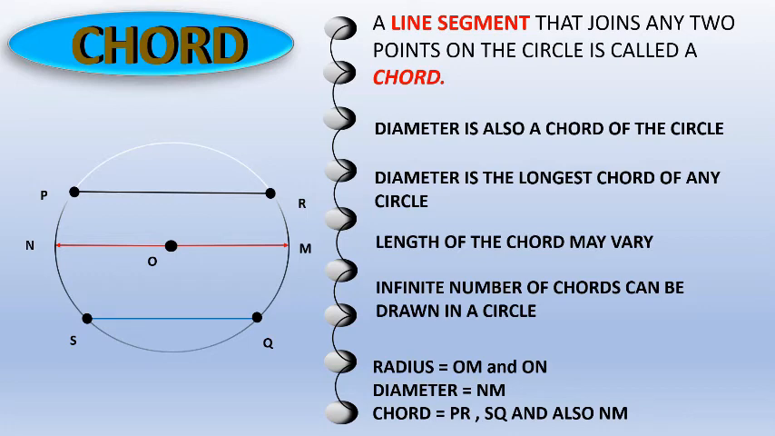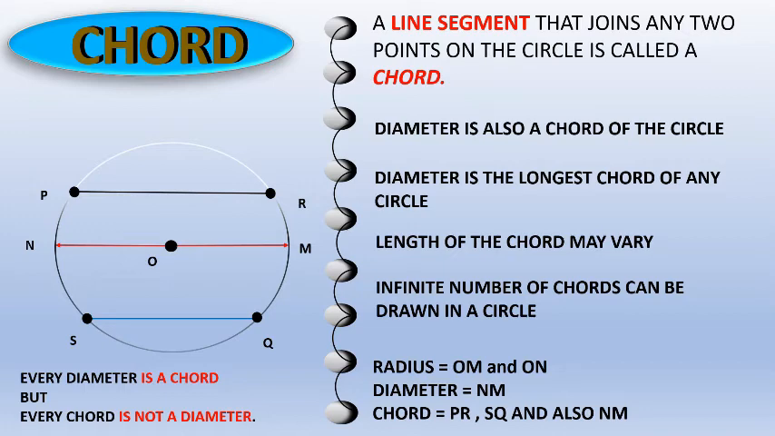Now, do not get confused between a diameter and a chord. Why? I am giving you one point: every diameter is a chord, but every chord is not a diameter. Means we can call a chord a diameter as well if it passes through the center, but all the chords are not passing through the center, so all the chords are not diameters. A chord which is passing through the center is called the diameter. I hope you have understood.